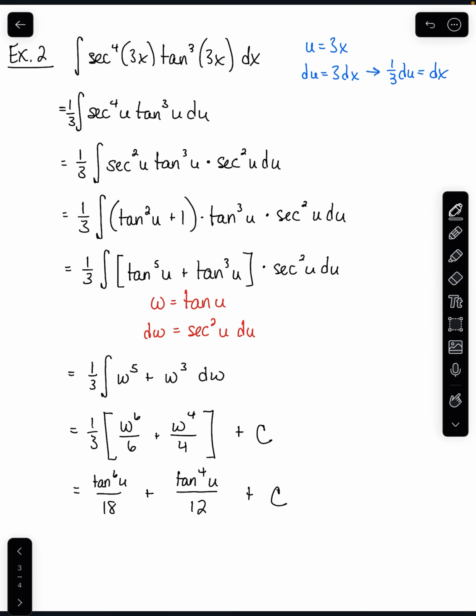One more layer of substitution to back out of. The u's now have to be replaced by 3x's. So tangent to the sixth of 3x over 18 plus tangent to the fourth of 3x over 12 plus c.